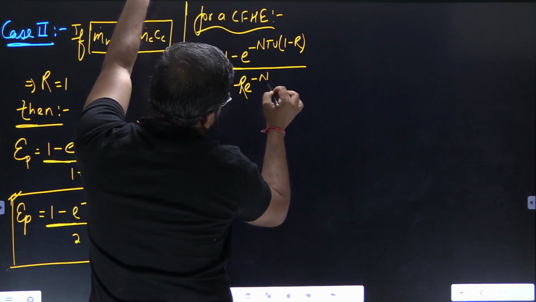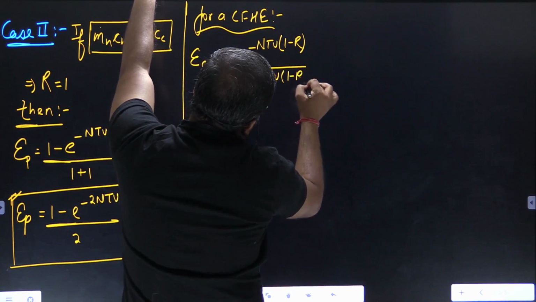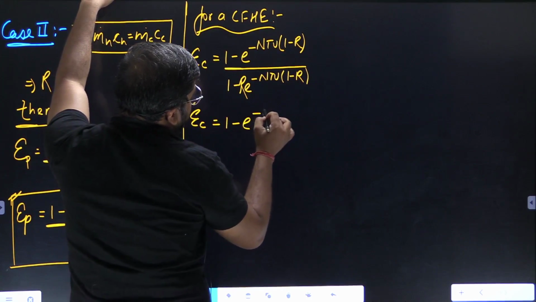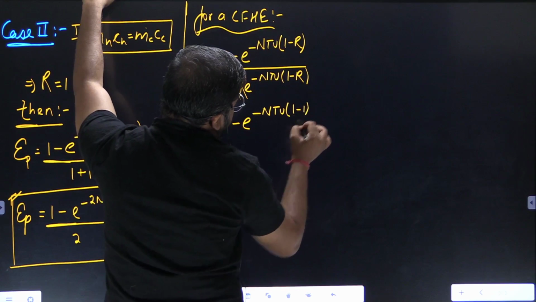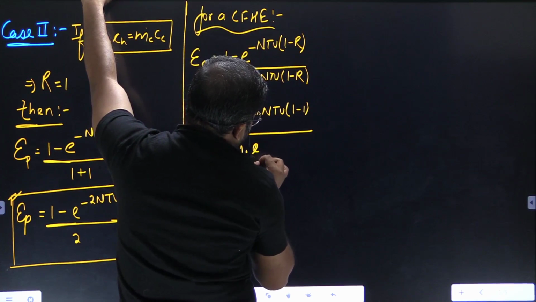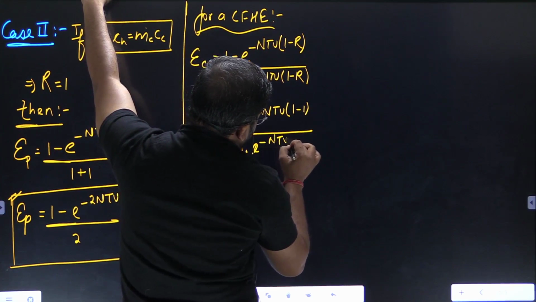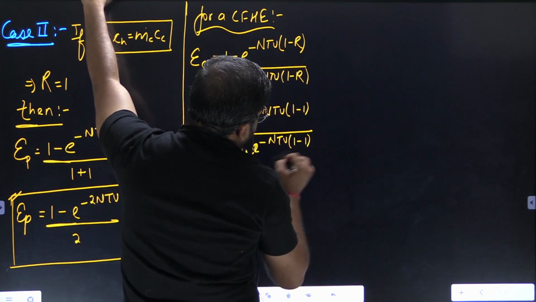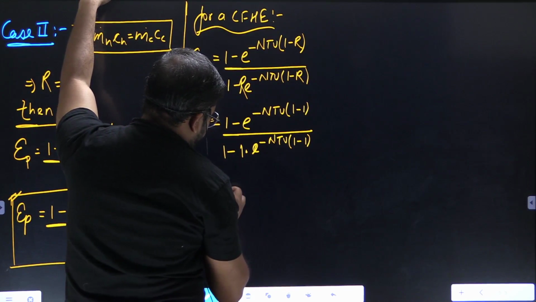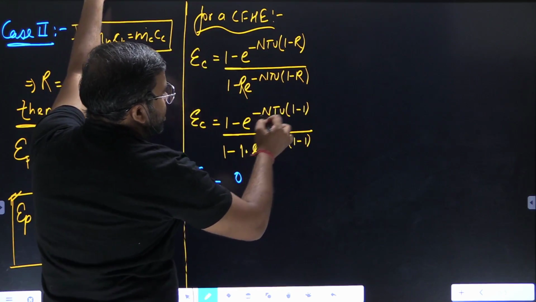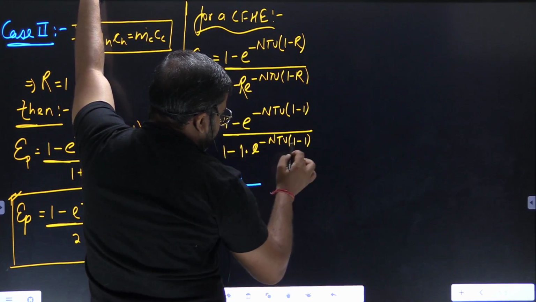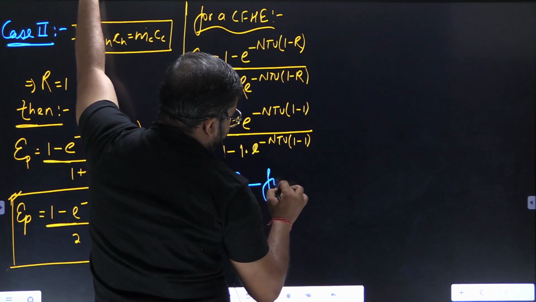R times e to the power minus NTU, 1 minus R. So let's just write it down. 1 minus e to the power minus NTU, 1 minus 1. 1 minus 1 times e to the power minus NTU, 1 minus 1. Okay? So let's try and solve this. Upsilon C will be, this will be 0 because e to the power 0 is 0. 1, 1 minus 1, 0. This again becomes 0 by 0 form.